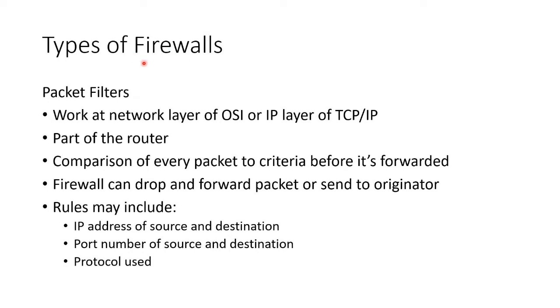Now for filtering in firewalls, you have the basic one, the packet filter. It works at the network layer of the OSI model or the internetwork, the IP layer of TCP/IP. Every router has this capability. It will compare each packet individually to some kind of rules before the packet is allowed. And it can either forward or drop the packet, drop meaning discard, or go ahead and send a message to the originator. The rules could include IP address, source and destination, port number, source and destination, and protocols used.